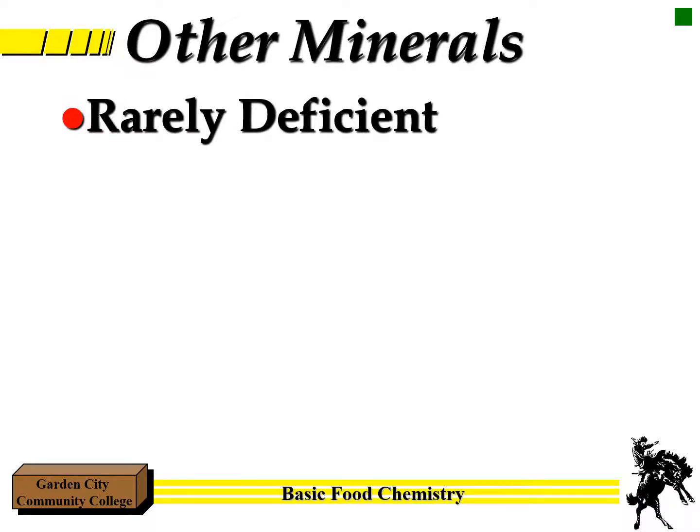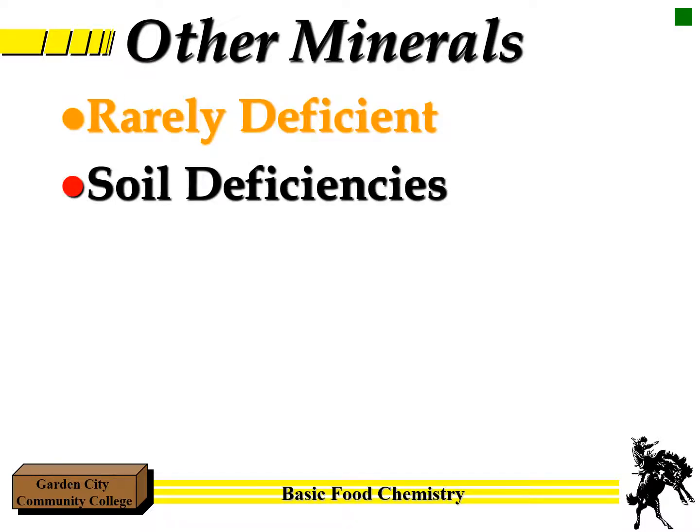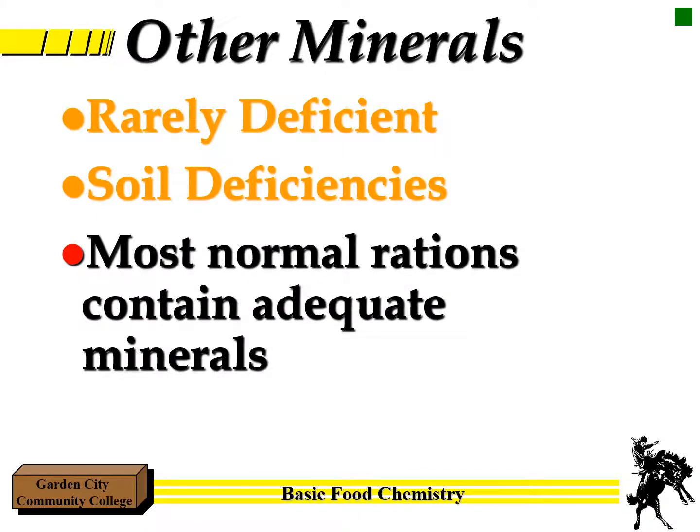Some other minerals are typically rarely deficient. If there is a deficiency, it's more about a certain area where crops are grown that has soil deficiencies, and that's where you're going to find those deficiencies. Most of our normal rations are going to contain an adequate amount of minerals.